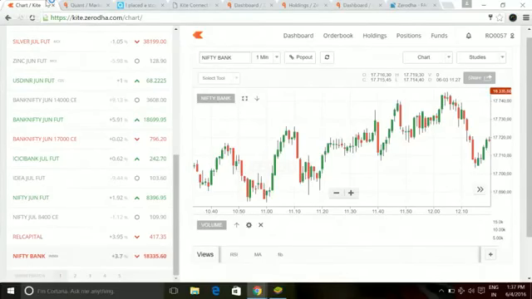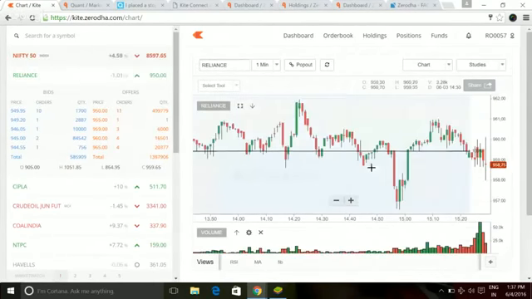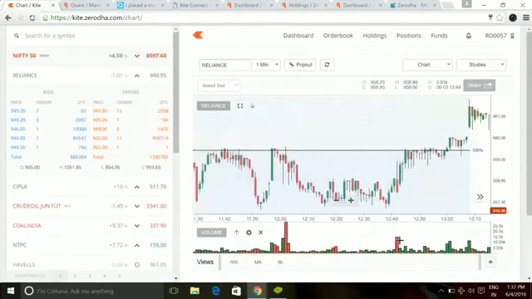Then, as I was saying, all these requests are coming for cannot see volume in Kite. You can of course see volume in Kite. Right now I'm looking at the index. On an index there are no volumes, because no trading happens, right? For example, if I open the Reliance chart here, you can see the volumes at the bottom.